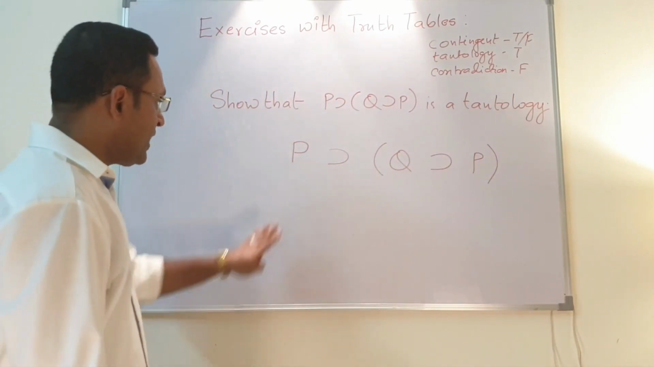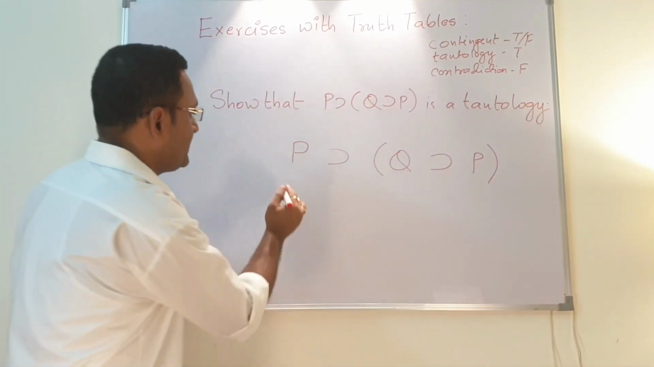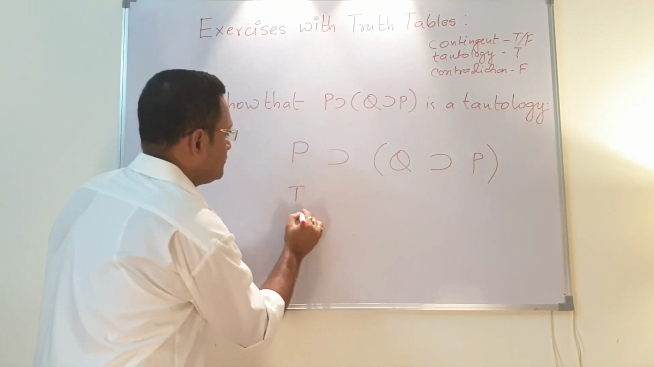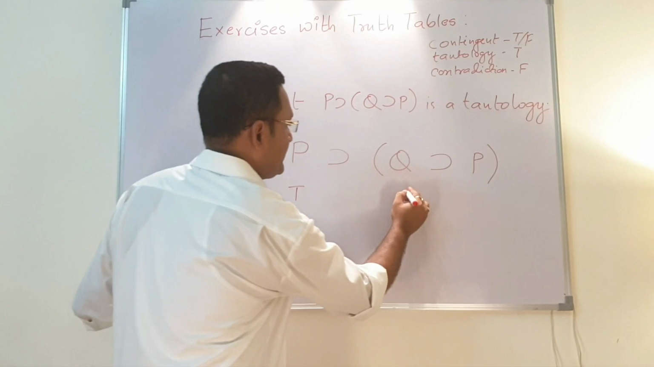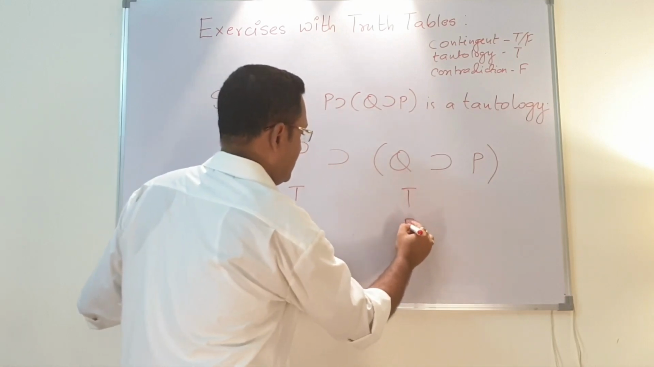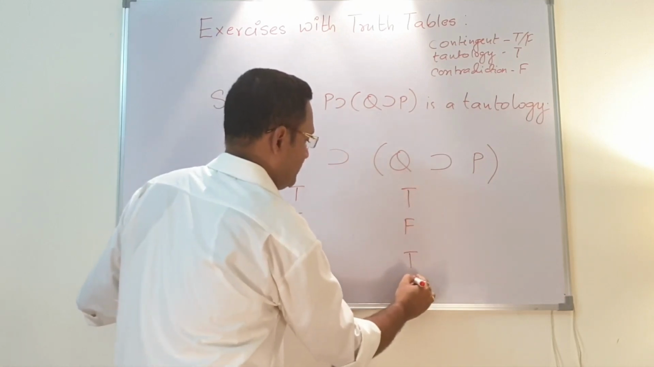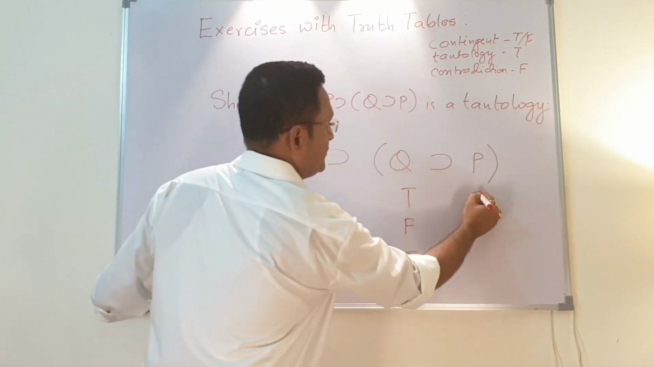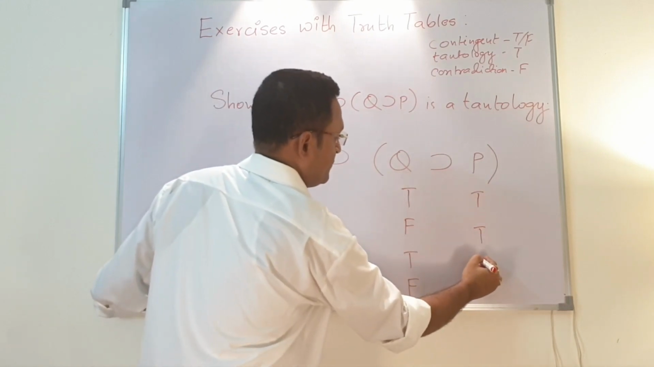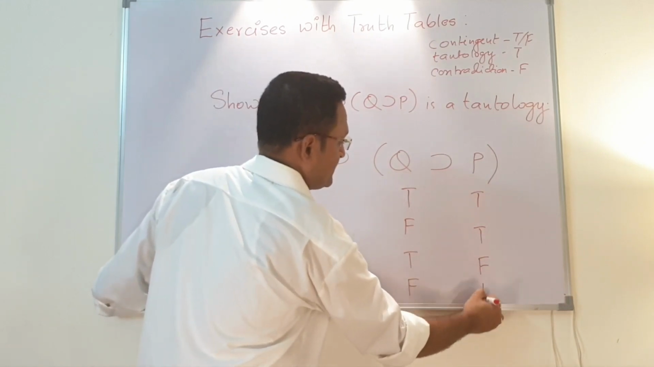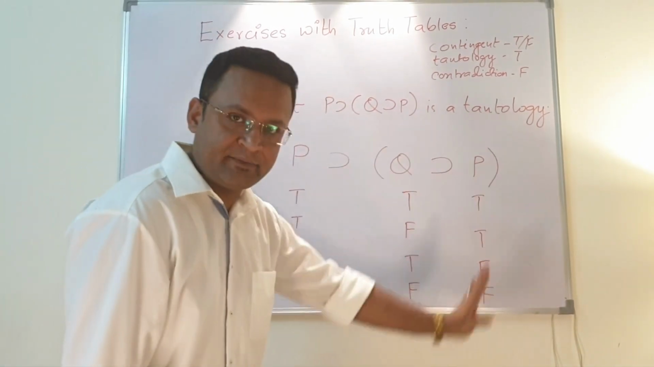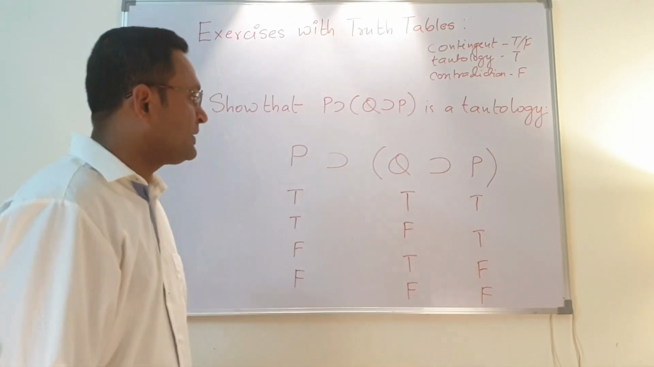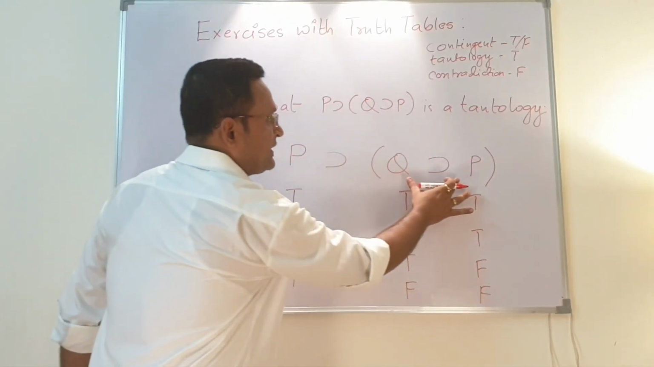Fine. Now I know what the truth values of P will be. P's truth values are true, true, false, false. Q's values are true, false, true, false. P: true, true, false, false. Right? I am directly solving this. Now, first thing first, we have to calculate the value of this.